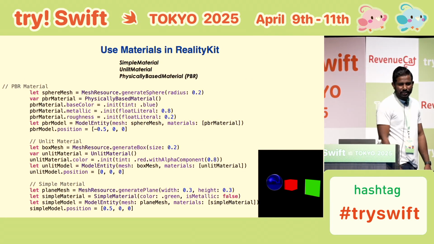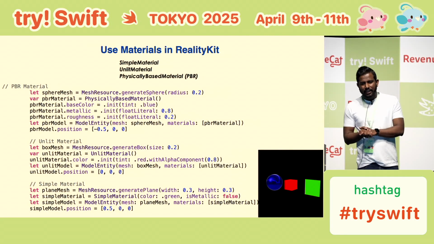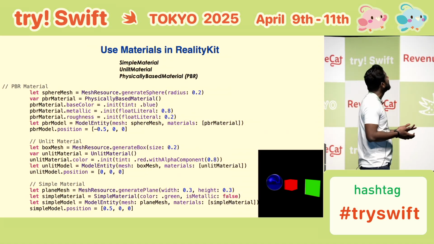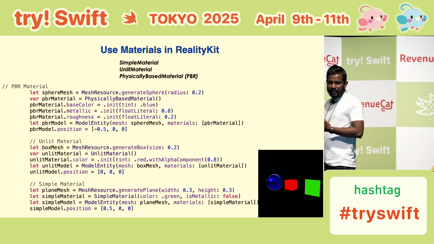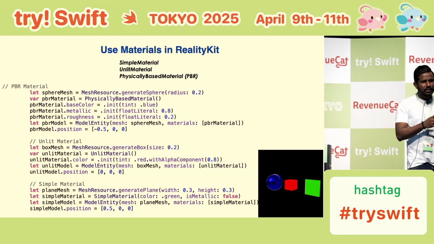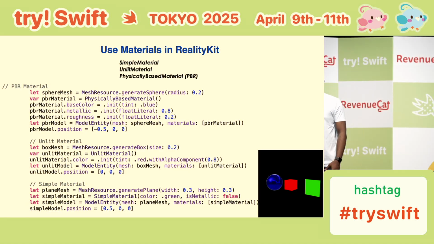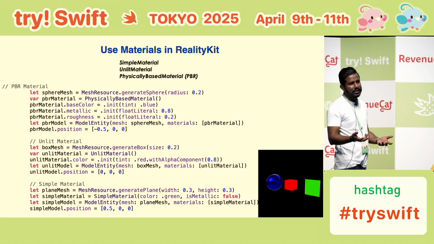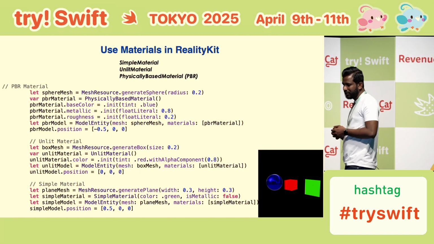And also, you can use materials through the code blocks. There are three materials. One is the simple material, another is the unlit material, and the other one is the physically based material, or PBR. PBR is the most widely used material system, so you can definitely see a lot of characteristics that specifically belong to the PBR material system.